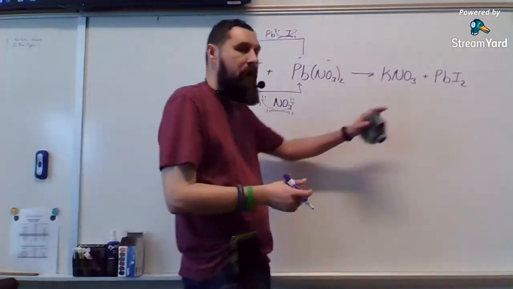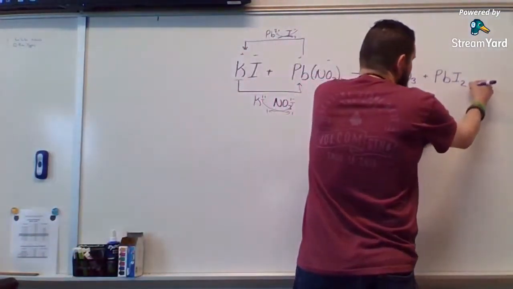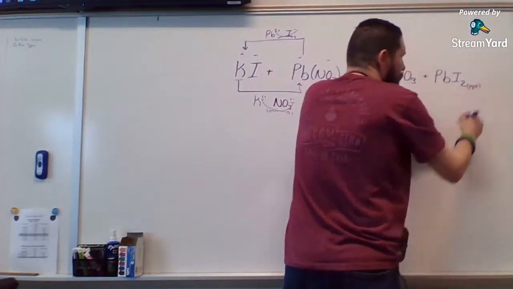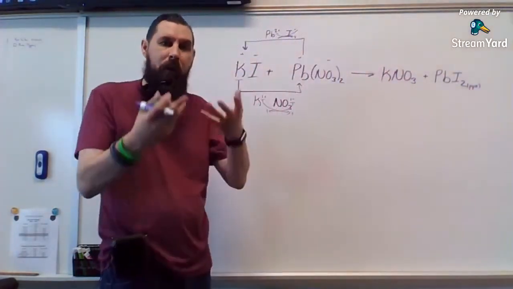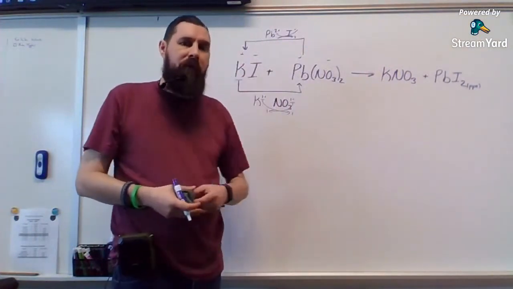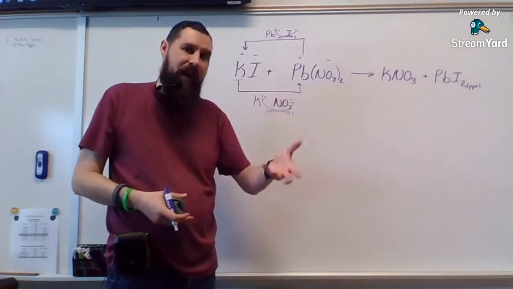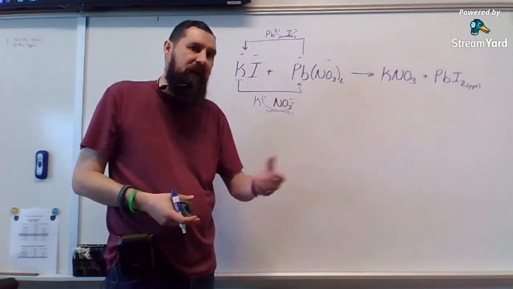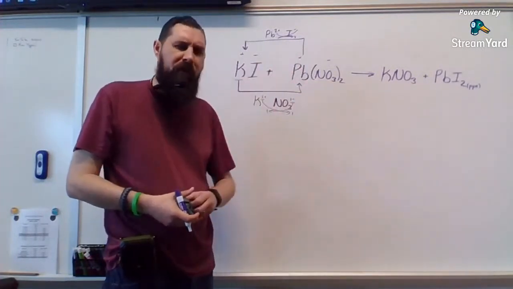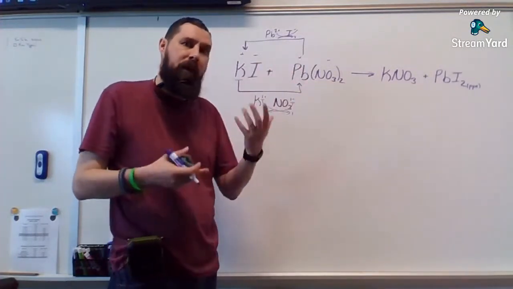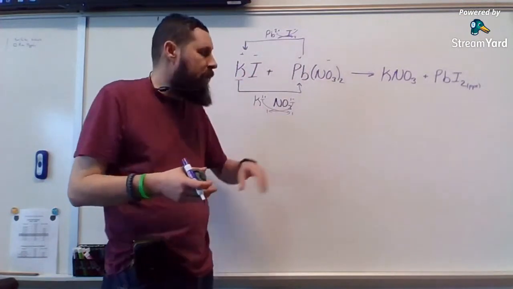And in this, what we find is PbI2, this is our precipitate. It would fall out of solution, hence we call it precipitate. It's like rain, precipitation. We would see that solid form and eventually would settle at the bottom of the test tube or the beaker or whatever reaction vessel we're using.